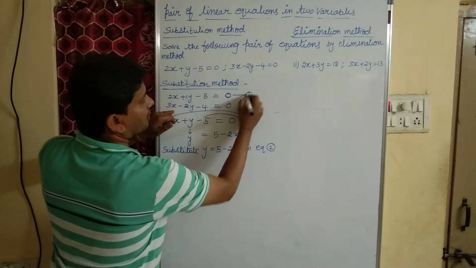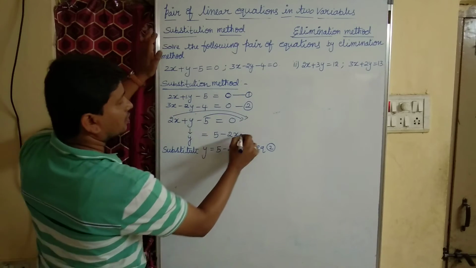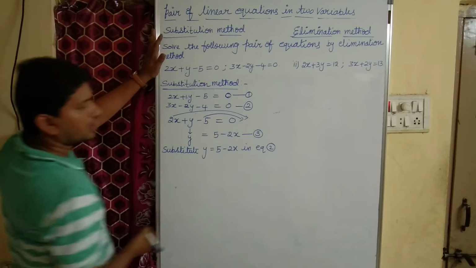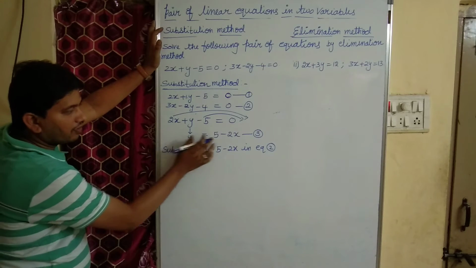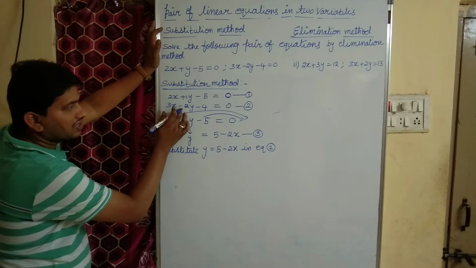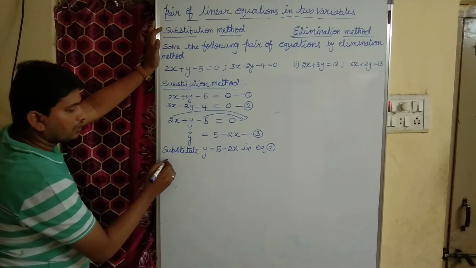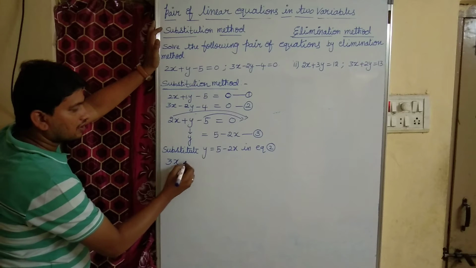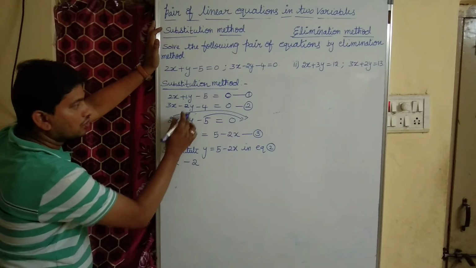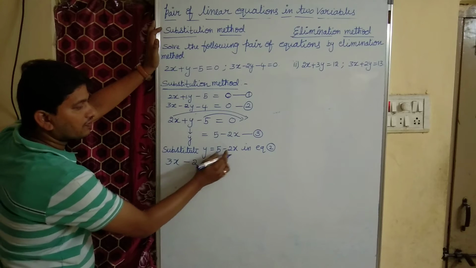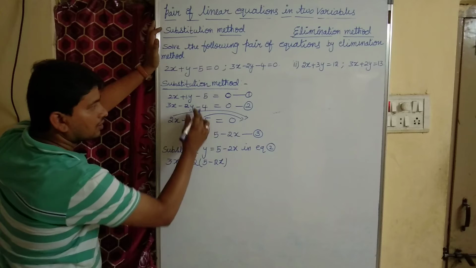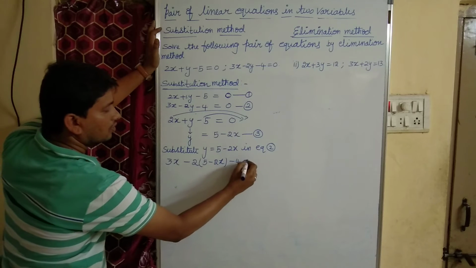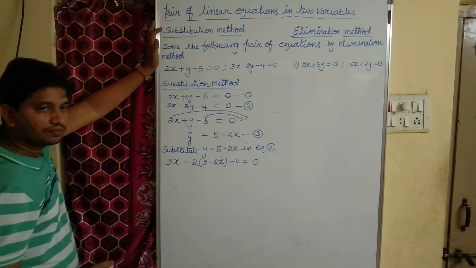This is our equation number 1, this is our equation number 2, and we call this equation number 3. Okay, what I am doing? Put y = 5 - 2x in equation number 2. Equation number 2 is 3x - 2y - 4 = 0. As the value of y is 5 - 2x, we get 3x - 2(5 - 2x) - 4 = 0.